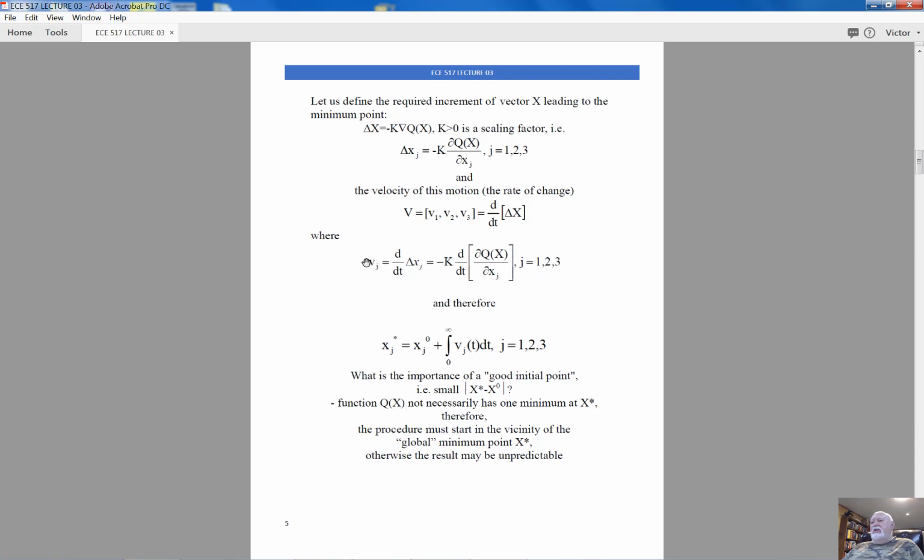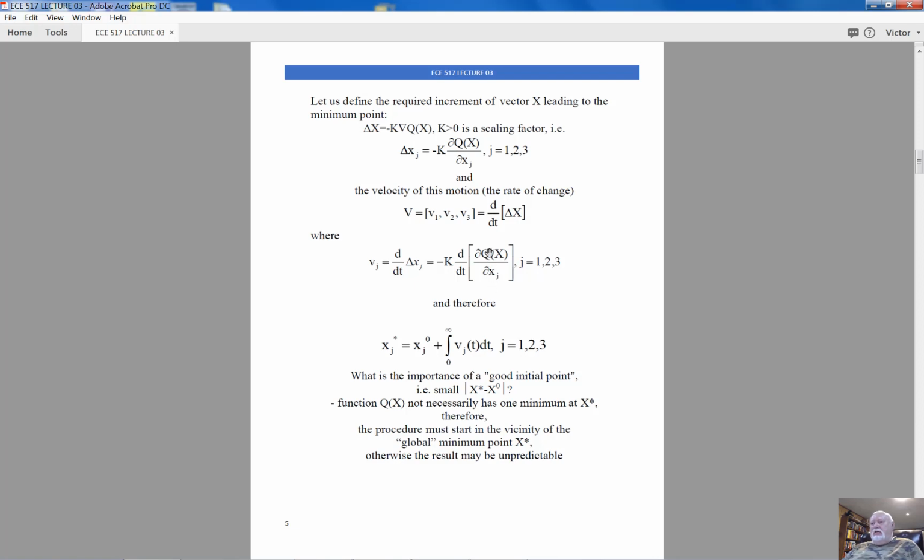So the combination of this time derivative taken of components delta x1, delta x2, delta x3 will give me the vector of velocities, or rate of change of parameters. But you know what? This is the derivative taken of delta xj, but the order of differentiation, as you're supposed to know from your calculus, could always be changed.